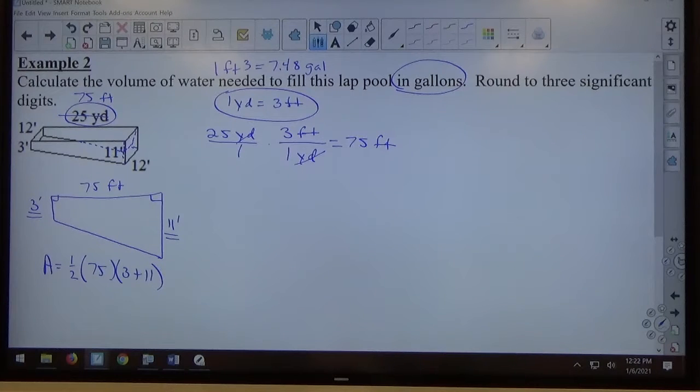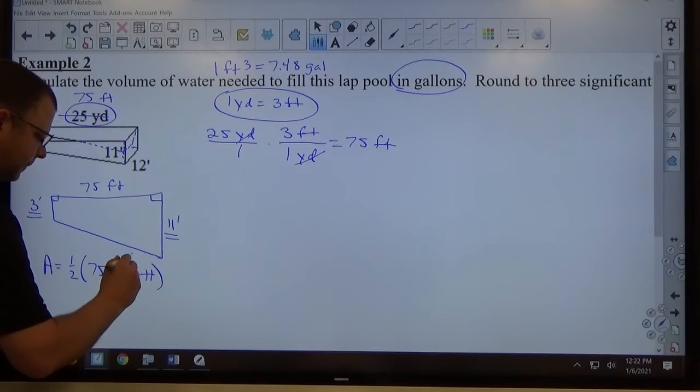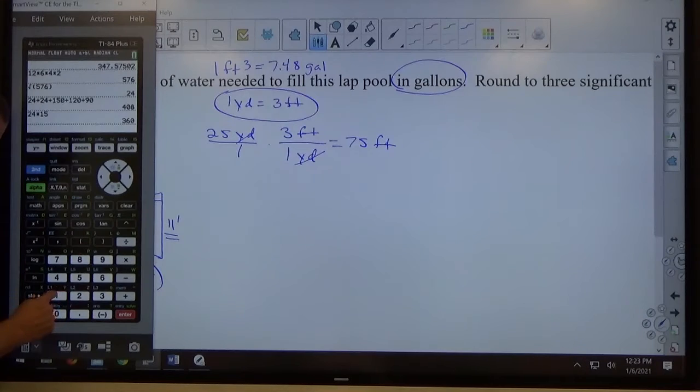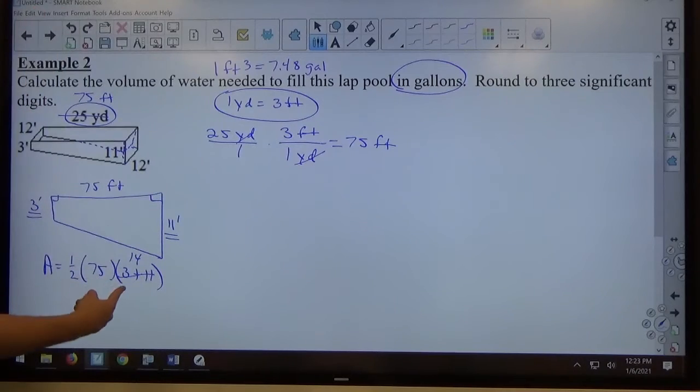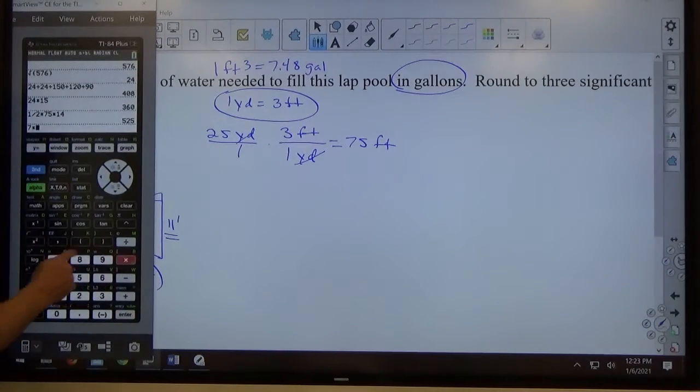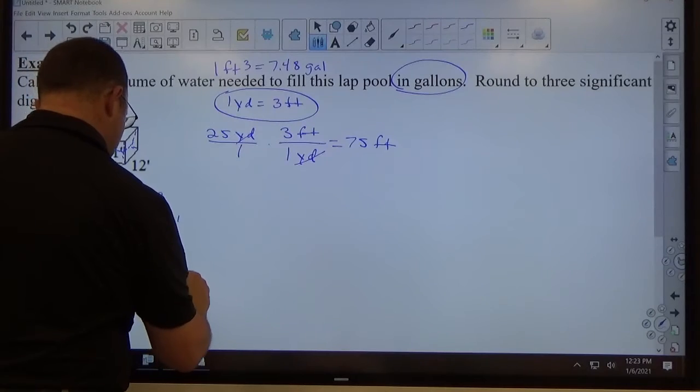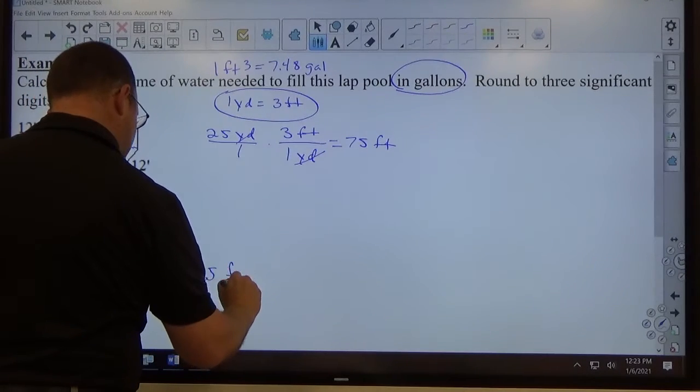1/2 times 75 times the one being 14, right? So half of 14 is 7, 7 times 75. Take your pick on how you want to type this in. I can do 1/2 times 75 times 14, or I could figure out in my head that half of 14 is 7, so I do 7 times 75. Either way, 525 is the area of that trapezoid. 525 square feet.